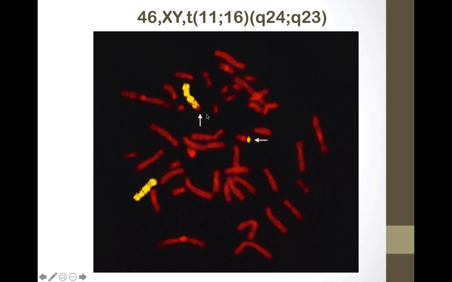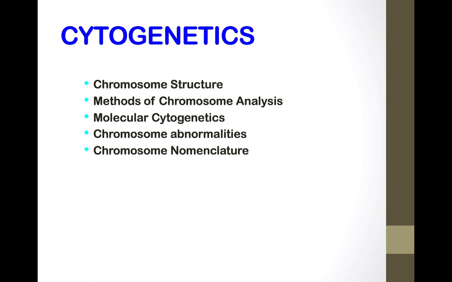What does that tell you? This is a translocation. This yellow here used to be here, and this used to be here. This is a translocation. This is not normal. This usually spells disease, either cancer or something like that. So what do we detect with cytogenetics? Chromosome structures, methods of chromosome analysis, molecular cytogenetics, chromosome abnormalities, and we will talk about how the nomenclature works.